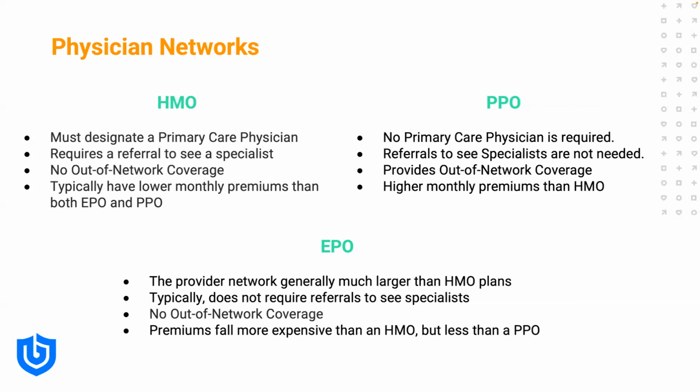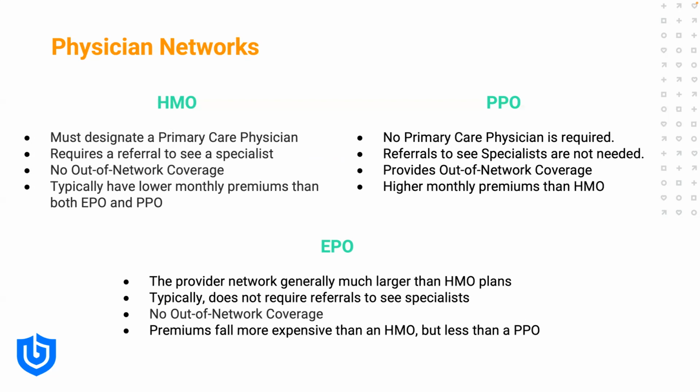So an HMO is a health maintenance organization. With an HMO, all healthcare is directed through a primary care physician. This plan type requires a referral from your primary care physician to see a specialist. There is no out-of-network coverage, and these plans typically have lower monthly premiums than an EPO and a PPO. Coordinating all of your healthcare through a primary care physician allows insurance companies to offer these plans for a lower cost.